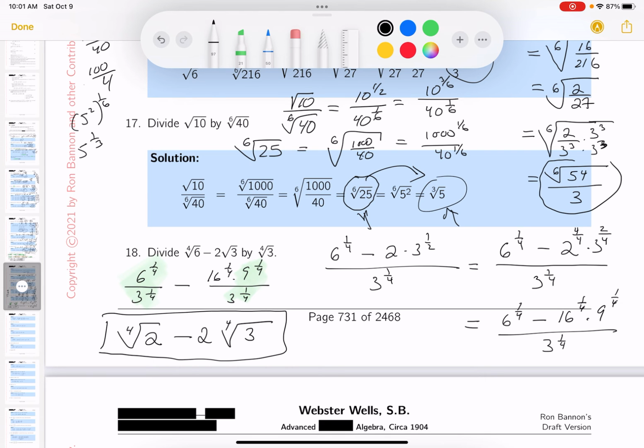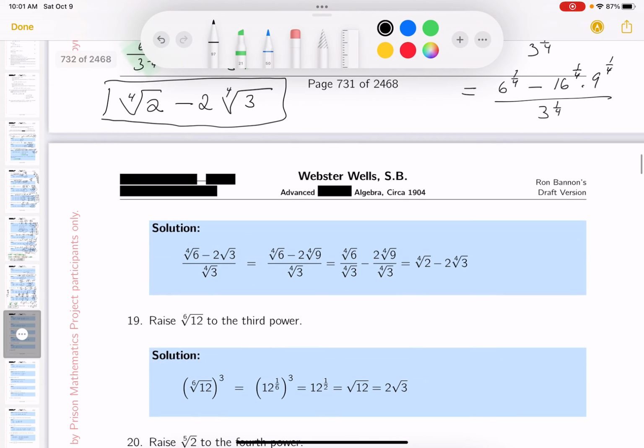Yep, mistakes can happen. That's why we give you a key. We want you to self-assess. 4th root of 2. Wow, got it right.